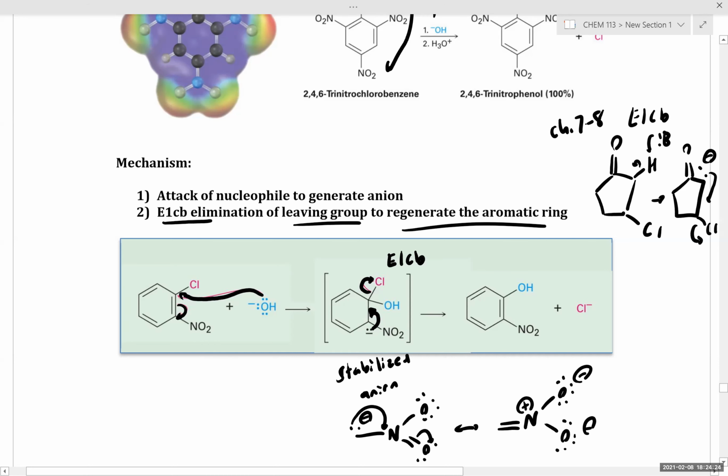And so really the only thing that's new is this first step where we attack our aromatic ring, we break our double bond, we generate a resonance stabilized anion, and then that anion collapses and we eliminate our leaving group following an E1CB mechanism. Now, of course, the only way that this reaction works and proceeds in a product-favored manner is if you have a relatively strong nucleophile and a relatively good leaving group. Does this make sense?